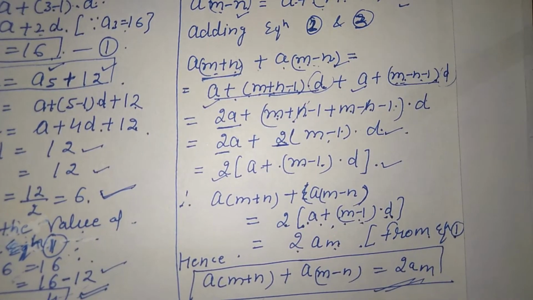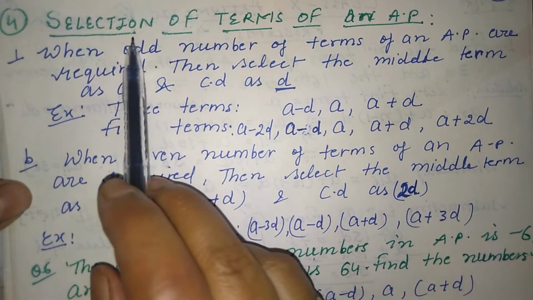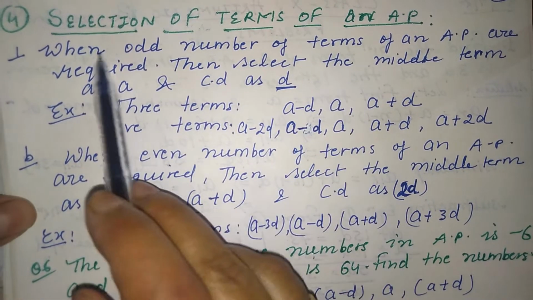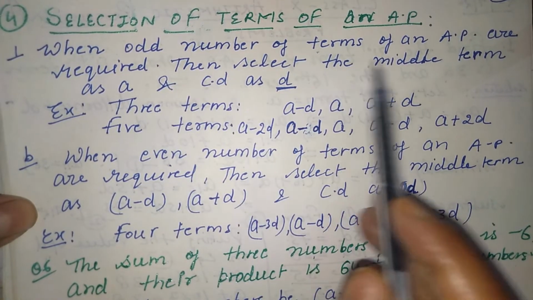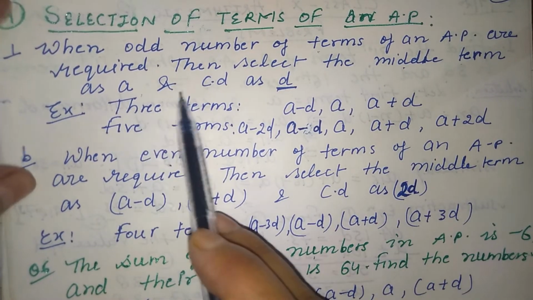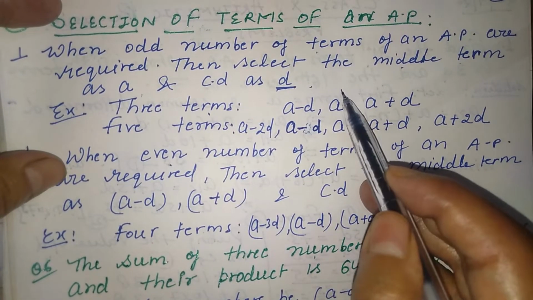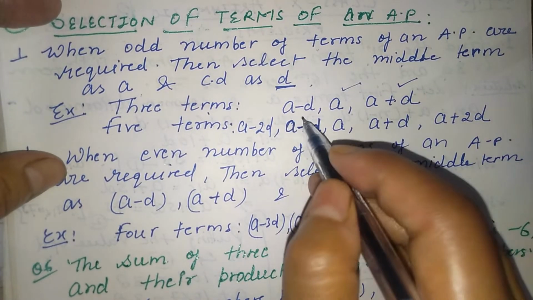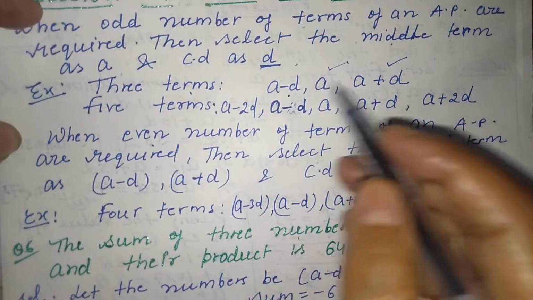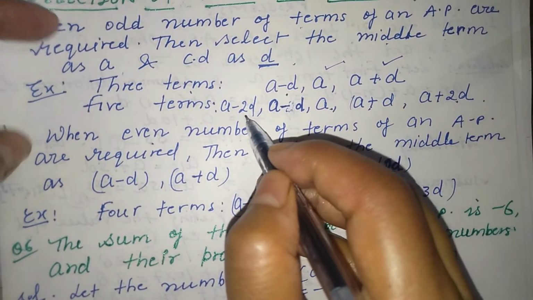Now next there is a different kind of question. For that I have to discuss some information. Here is a selection of terms of an AP. When an odd number of terms of an AP is required, then select the middle term as a and the common difference as d. Example, suppose you want to choose 3 terms. So for 3 terms, the center term is a, and we know that on the right side d will be added and on the left side d will be subtracted. Similarly 5 terms: a plus d, a plus 2d, a minus d, a minus 2d.